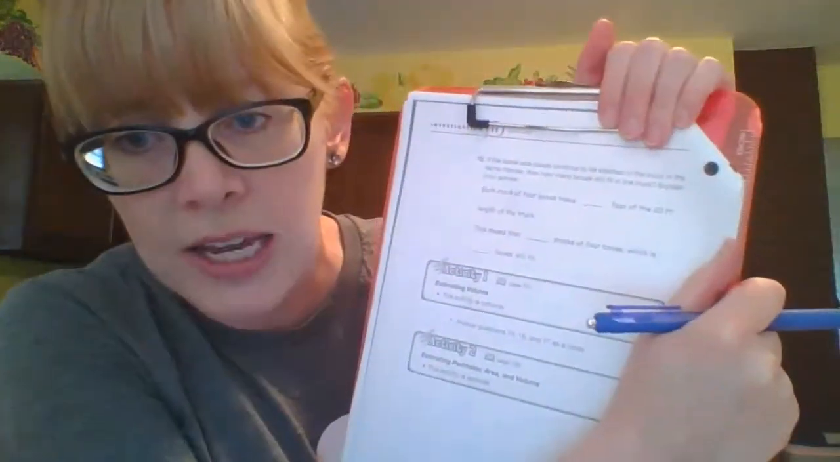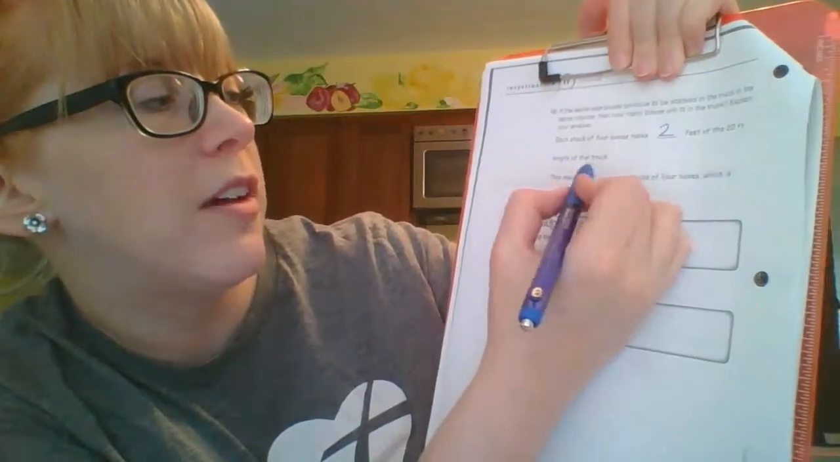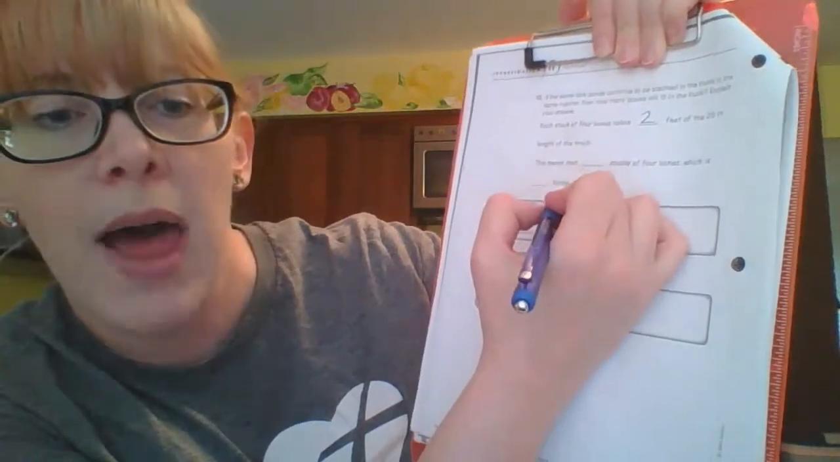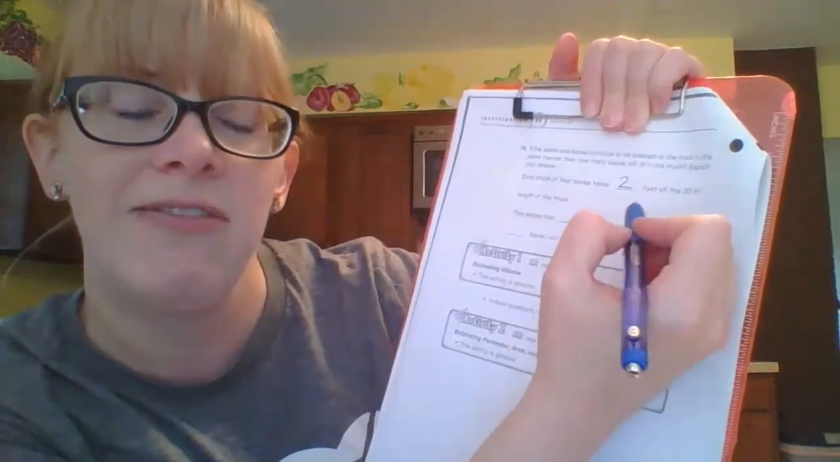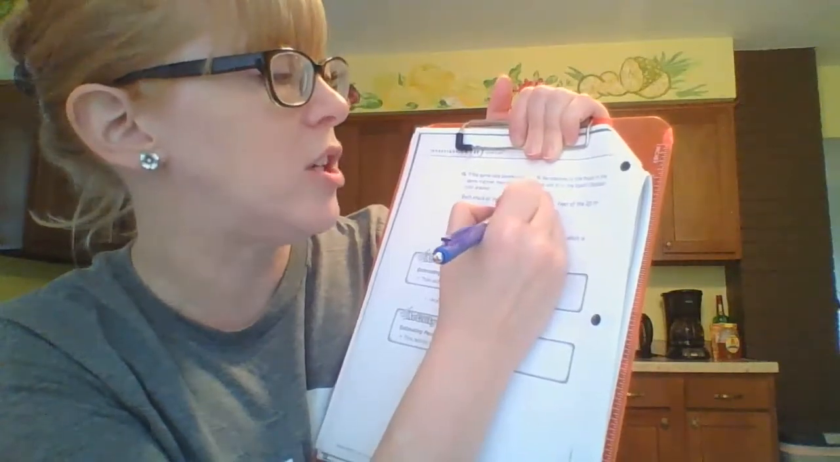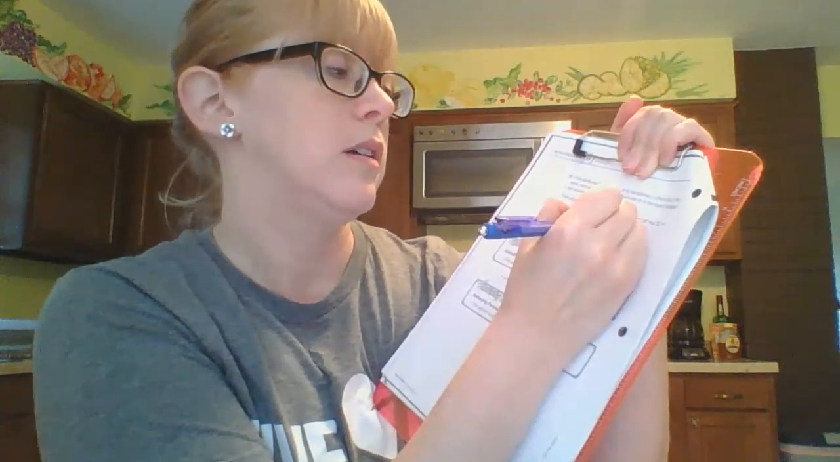Visualize a semi filled with boxes. So each stack of 4 boxes, each layer of 4, takes up 2 feet of the 20 feet. The 20-foot length of the truck. This means that how many stacks of 4 boxes, which is how many total boxes, fit in that semi. So I'm going to see how many groups of 2 I can fit into 20. So it'd be 20 divided by 2. I could do it with a fraction, with a division bar as a fraction.